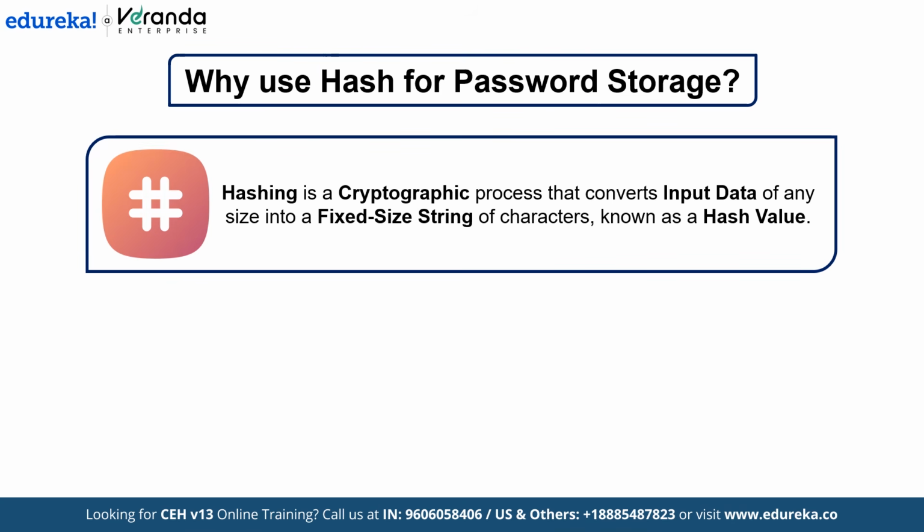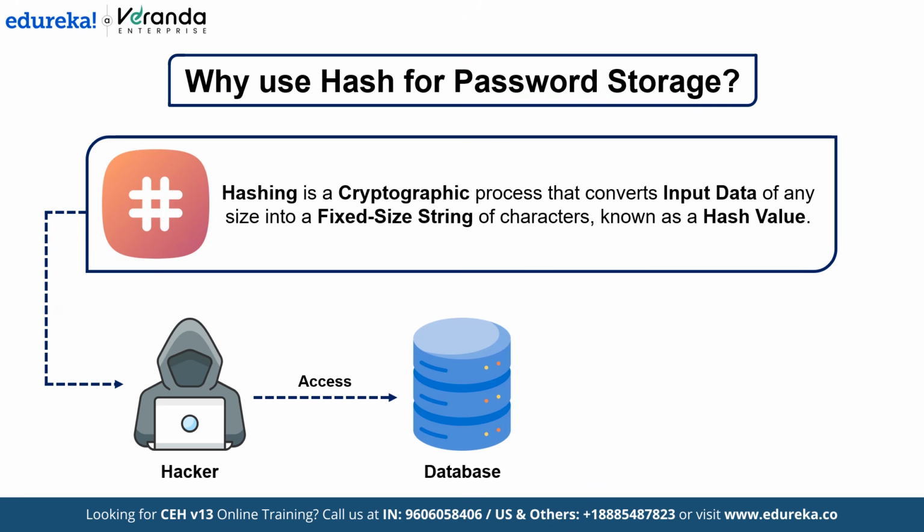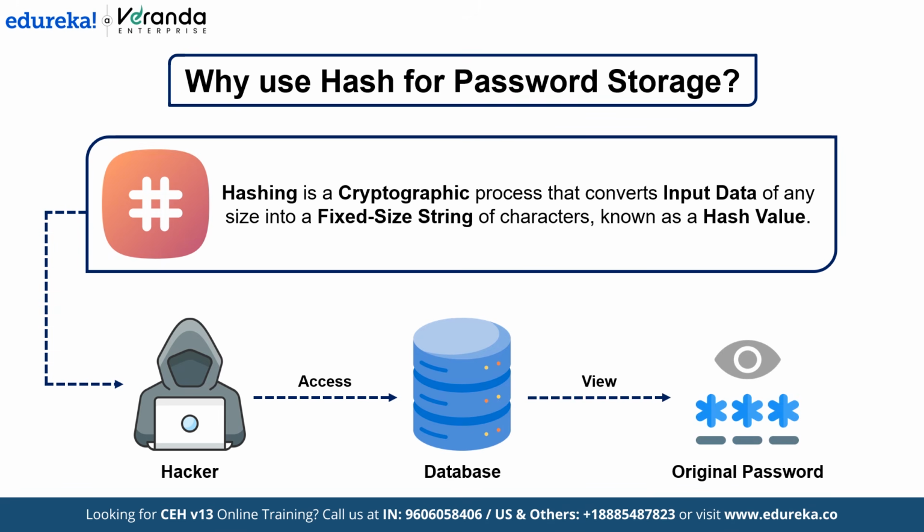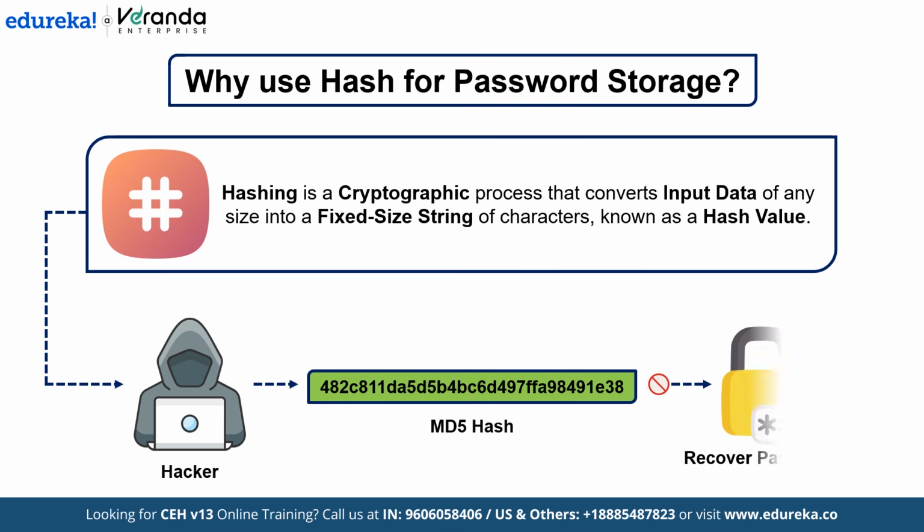Now, why do we use hashes in password storage? In simple terms, storing plain text passwords would be a huge security risk. If a hacker gains access to a database, they will see the passwords in their original form. But when passwords are hashed, even if somebody steals the hashed value, it's incredibly hard to reverse the process and retrieve the original password. So here's where John the Ripper comes into play. It helps to crack these hashes, meaning it tries to guess what the original password might have been based on the hash.